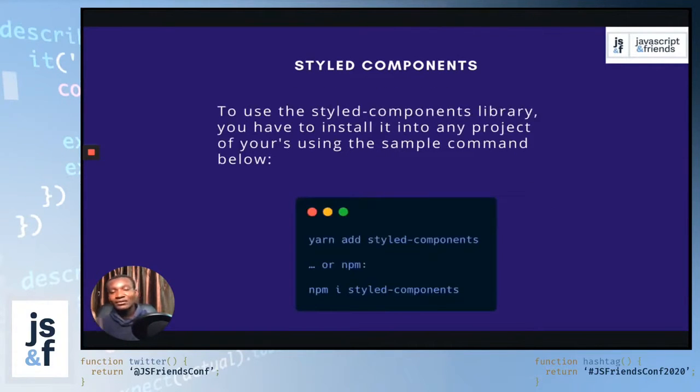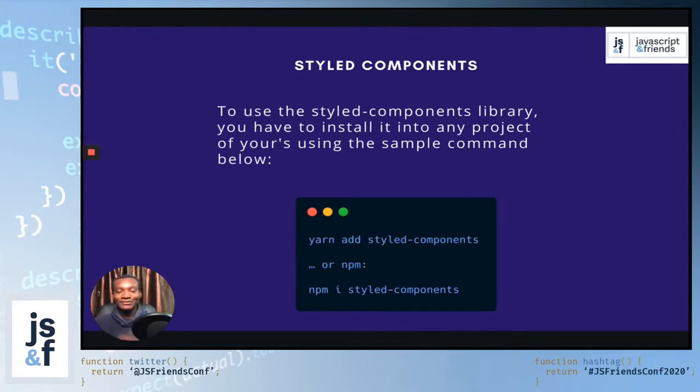To use the styled-components library in any of your projects, first things first, you have to install this library in that project itself, using the regular yarn command or npm, whichever package manager you use. As usual, yarn add styled-components fetches it from npm, or you use npm i styled-components, the same thing. But I mostly use yarn because for me it's always faster. But if you use npm, that's fine also.